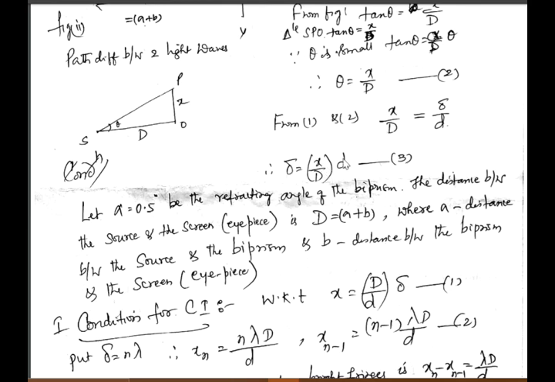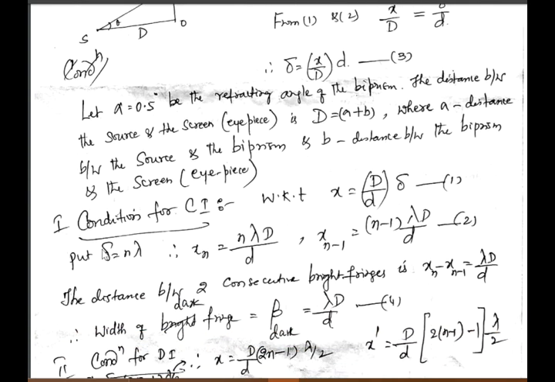That is equation 3. Let alpha be the refracting angle of the biprism, which is half degree. The distance between the source and the screen, that is the eyepiece, capital D, is A plus B, where A is the distance between the source and the biprism, and B is the distance between the biprism and the screen, that is the eyepiece.